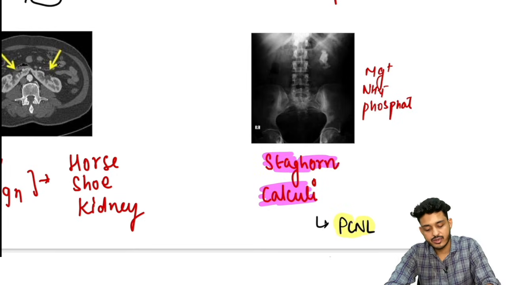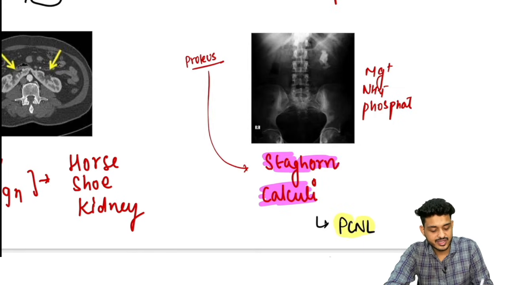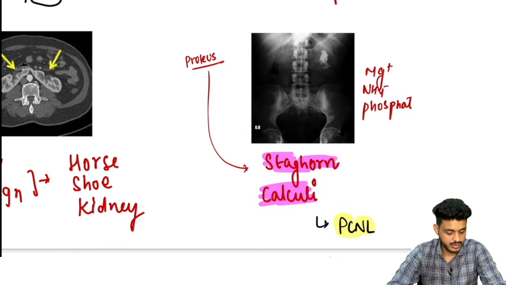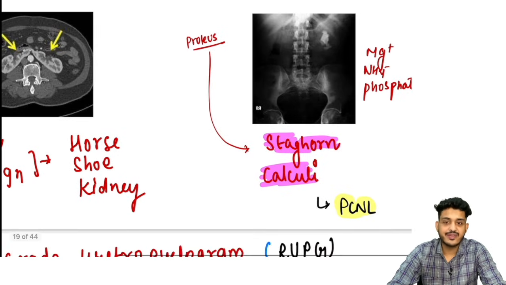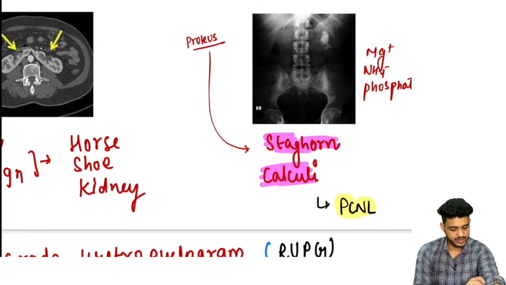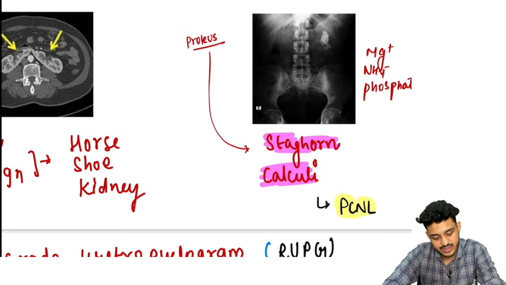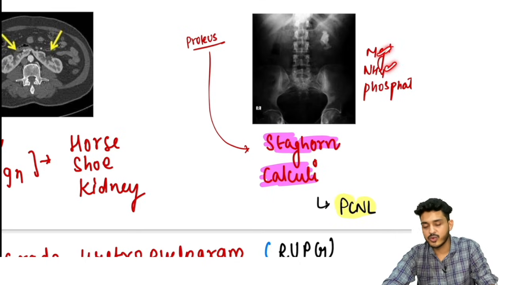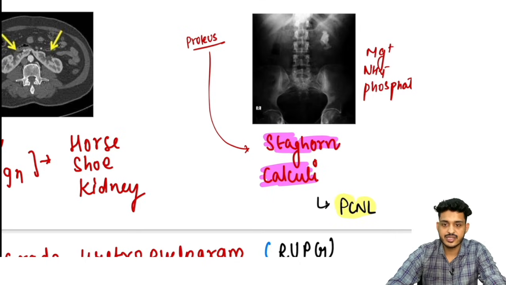This staghorn calculi can be due to Proteus infection. Proteus infection can lead to staghorn calculi, or you will be having struvite stone formation due to change in the pH. This stone is made up of magnesium, ammonia and phosphate.